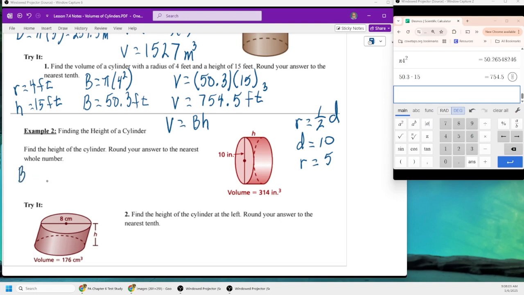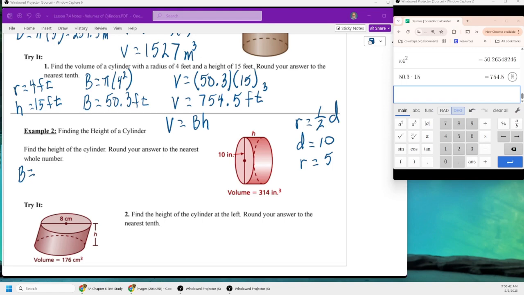So the area of the base, good morning. We're done with the state test. Yay. So the very last thing we have to do is that test administrator security form. So that'll walk you through how to do it.